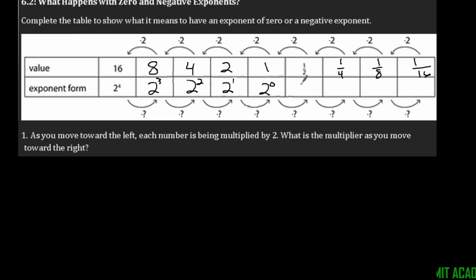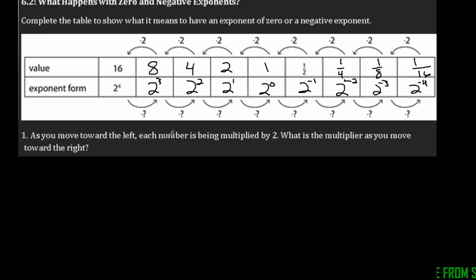Now we have our negative exponents because notice how our exponents are decreasing by 1 each time. So it's going to be 2 to the negative 1, 2 to the negative 2 power, 2 to the negative 3, and 2 to the negative 4 power. So just be able to see that pattern as we're moving left to right.